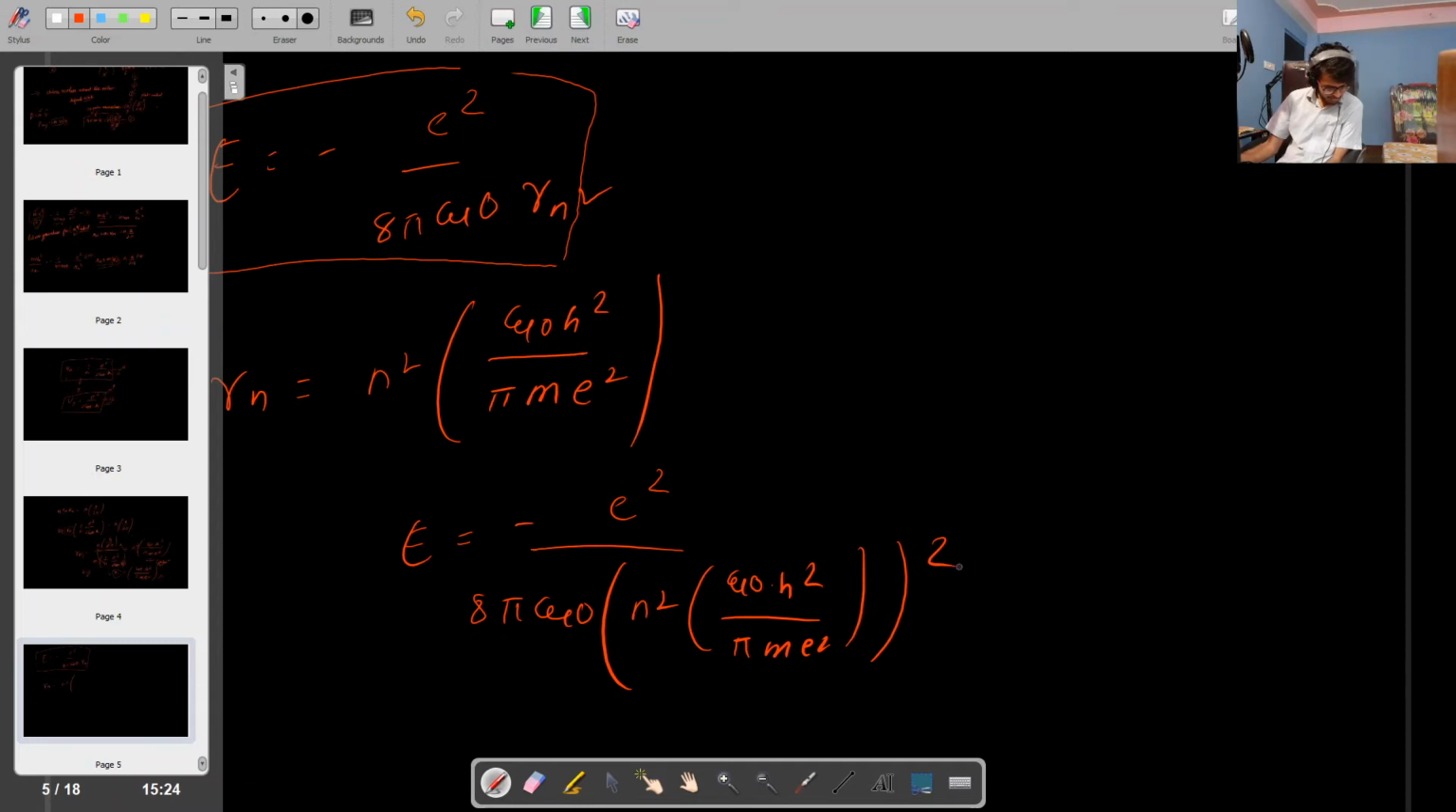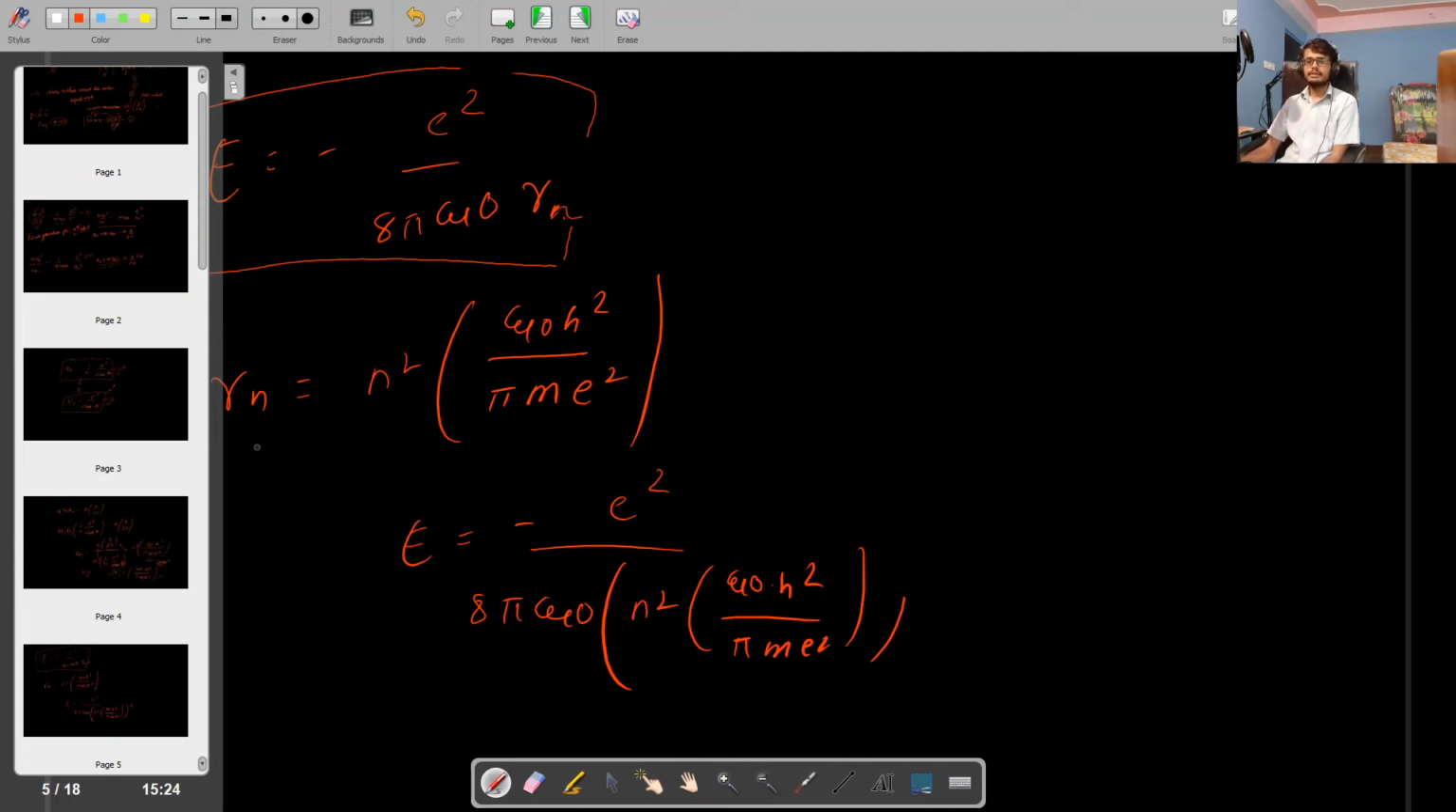N squared pi m e squared whole square. Where is the whole square? So why is the whole square there? So this is the energy of Bohr's orbit. Energy equal to negative of e squared by 8 pi epsilon naught Rn, right?